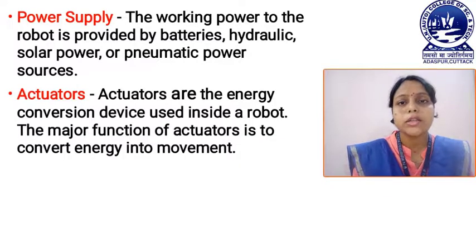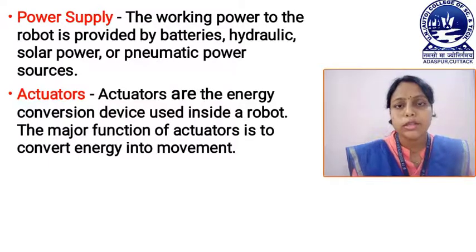Now look at the first component, that is the power supply. Here the working power to the robot is provided by batteries, hydraulic, solar power or pneumatic power sources. That means we know that a robot is a machine which is activated when it is connected with some power supply or power source. For this reason, the power supply is given by batteries or hydraulic or solar power or pneumatic power sources. These are the different power sources of the robot.